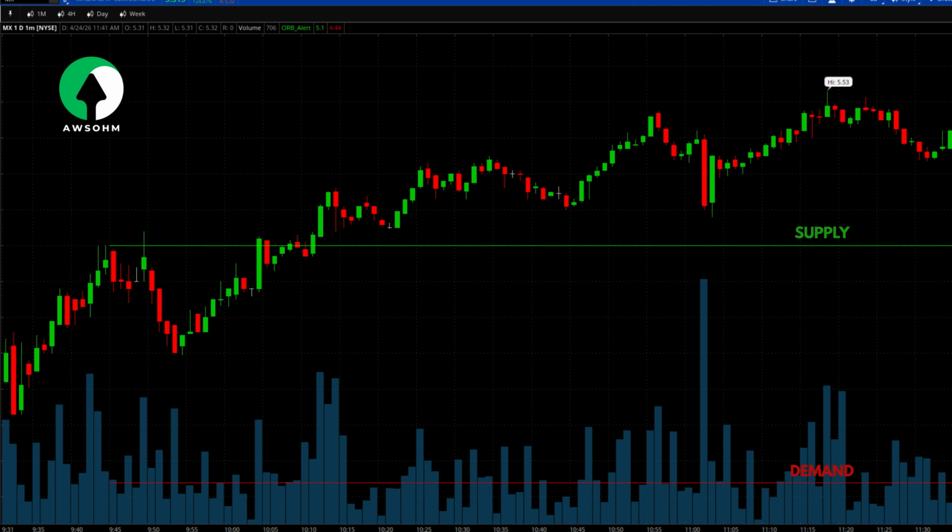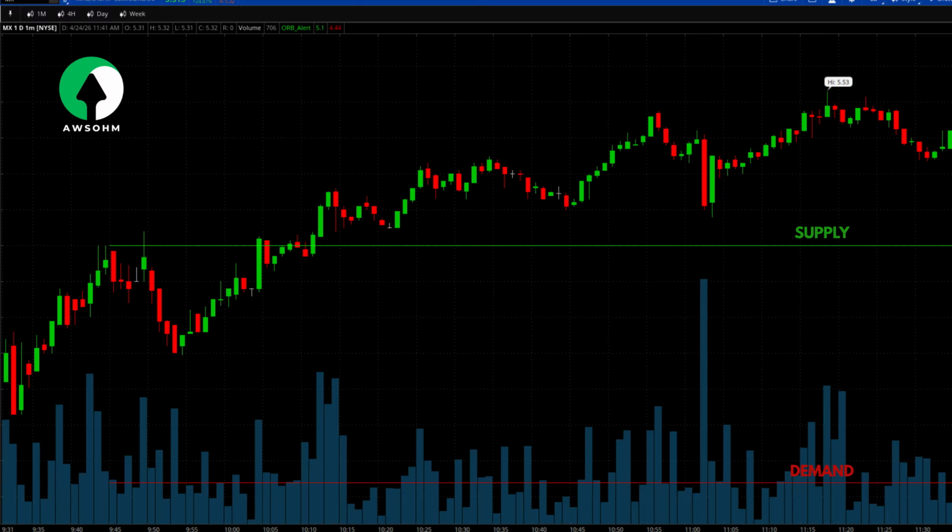Scenario: OR breakout into zone. If price breaks the 5-minute OR high but immediately hits a 15-minute supply zone, do not go long. This is a bull trap. Look for a reversal instead.